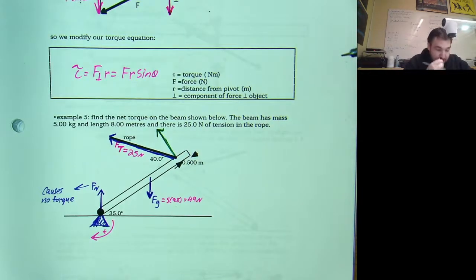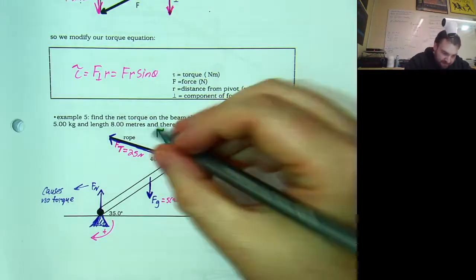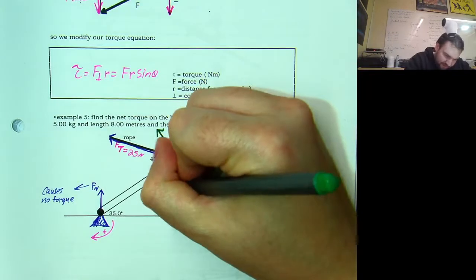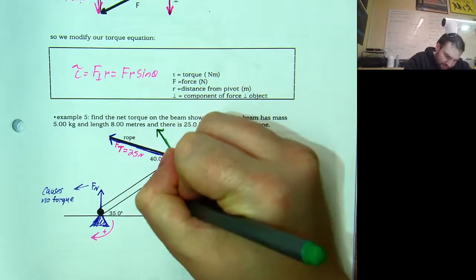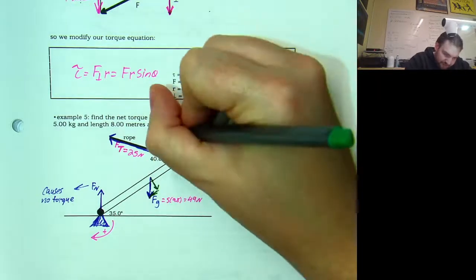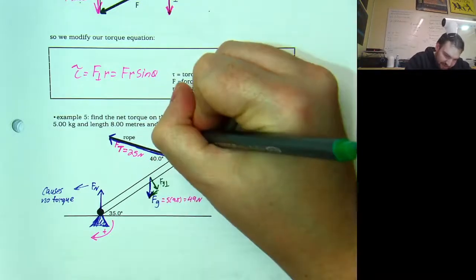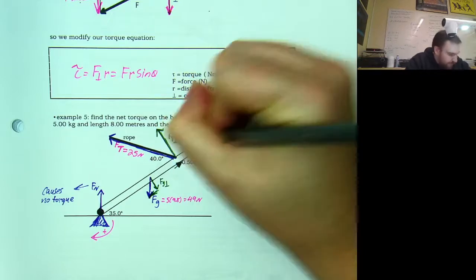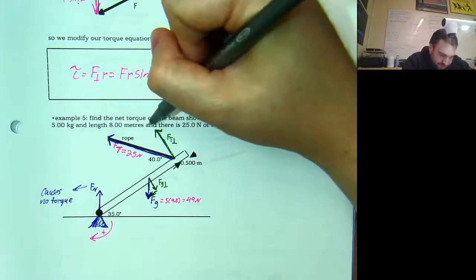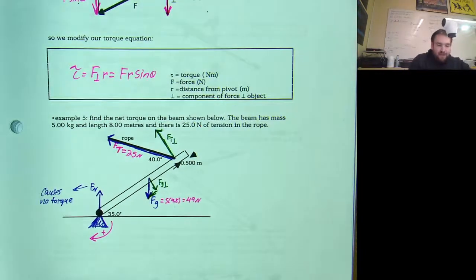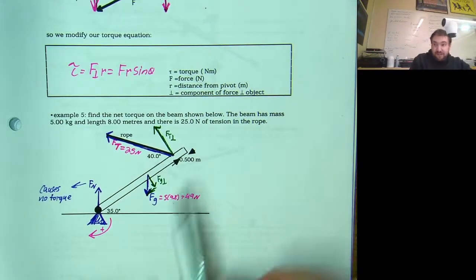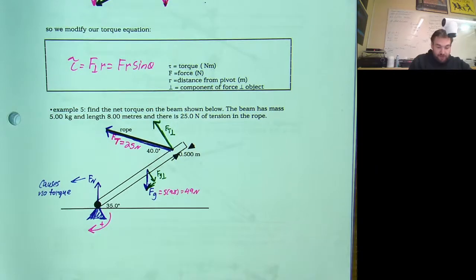I've got that guy there, and I've got this guy here. These are the perpendicular components. So this is going to be Fg perpendicular, and this is going to be Ft perpendicular. Now this should be longer. It should go out into the question here. But these are the guys that are actually going to be causing the torques.